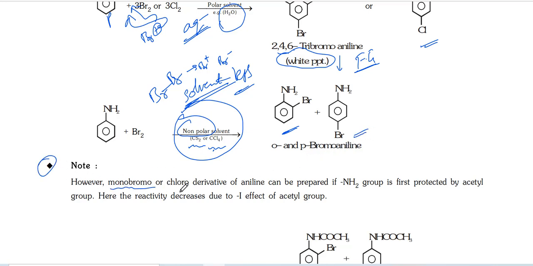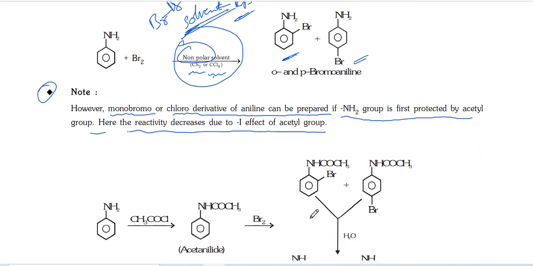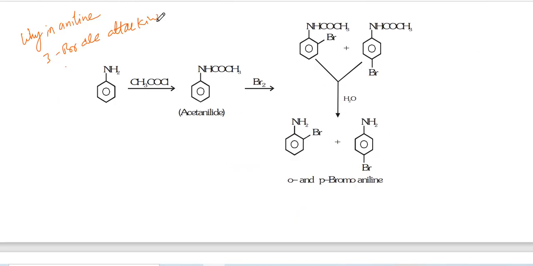However, monobromo or chloro derivatives of aniline can be prepared if the NH2 group is first protected by an acetyl group, where the reactivity decreases due to the minus I effect. So one more method is there. Now, why in aniline are 3 bromines substituting? That is the main question here.